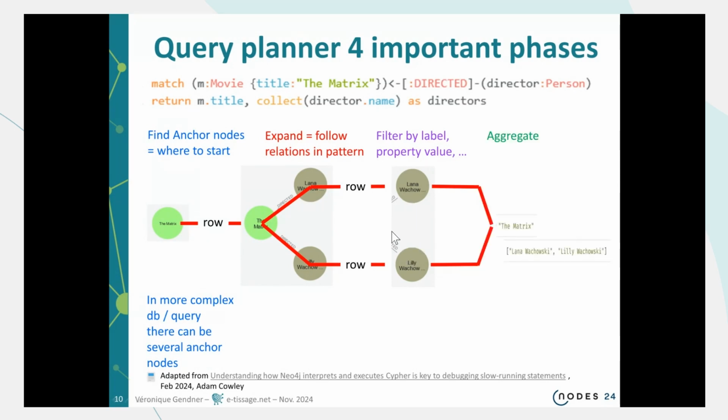Finally, collect is an aggregation function, which makes the title property of the movie node the implicit key, and directors are aggregated for each value of this key, typically here 1. And this results in The Matrix with the list of the 2 directors.